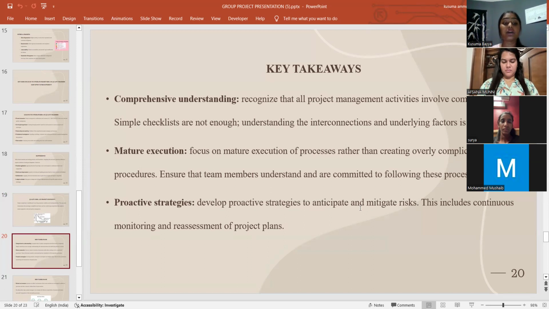And the second one is mature execution. Focus on mature execution of process rather than creating overly complicated procedures. Ensure that team members understand and are committed to following these processes. Proactive strategies: develop proactive strategies to anticipate and mitigate risk. This includes continuous monitoring and reassessment of project plans.